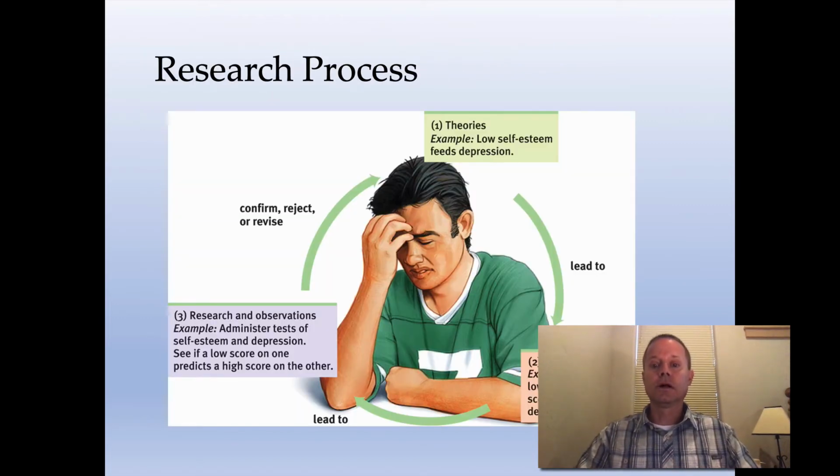So how does the process look in real life? You would start with a theory. For example, low self-esteem feeds depression. That sends you to a hypothesis. For example, people with low self-esteem will score higher on a depression scale. That leads to research and observations. For example, you would administer tests of self-esteem and a test of depression, see if a low score on one predicts a high score on the other, and that data would either confirm or reject your theory. So that's how psychologists do their research.